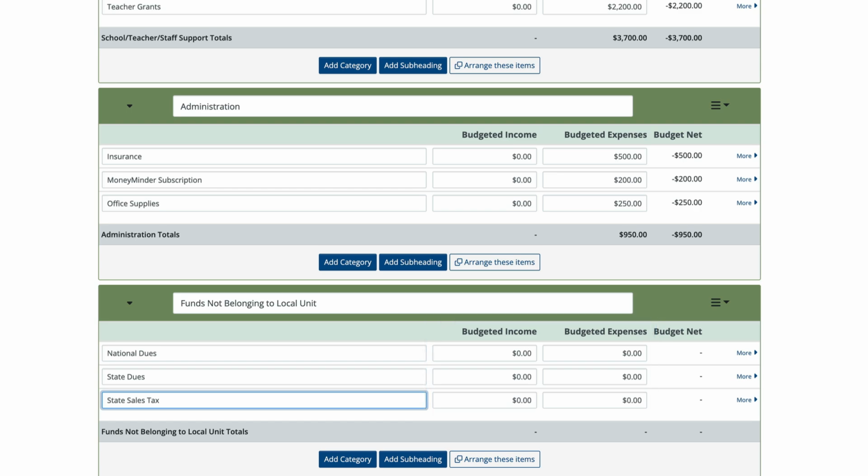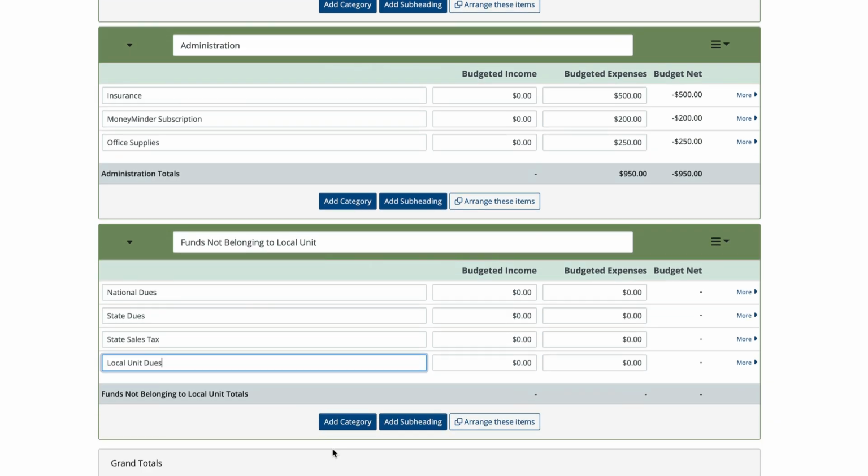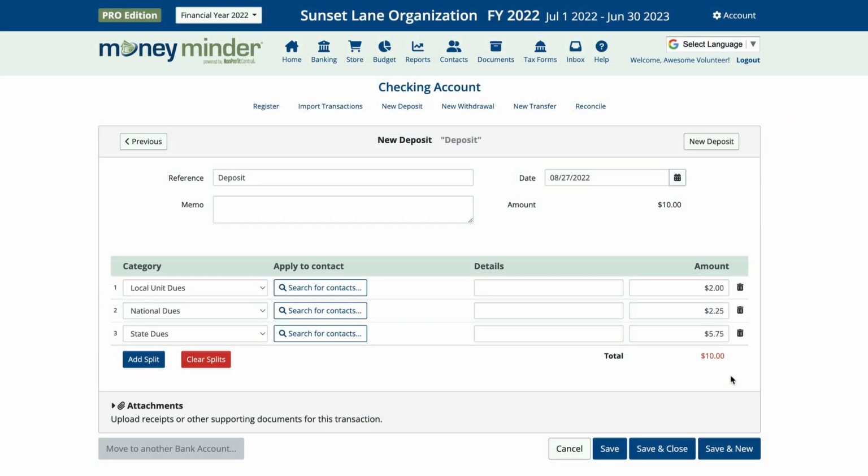Next, keeping with the same example, we're going to add a category for the portion of the dues we're keeping. In this case, local unit dues. When you receive money for dues, you'll split each deposit. I'll walk you through a breakdown. If a membership for your group is $10 and you keep $2, then send the rest to your state and national chapters, then you'll have 3 lines or splits that will look like this.